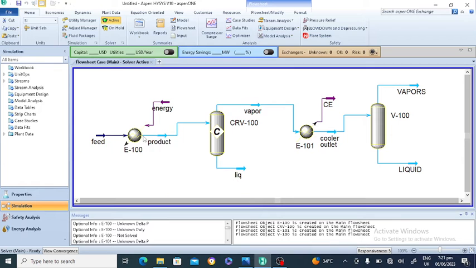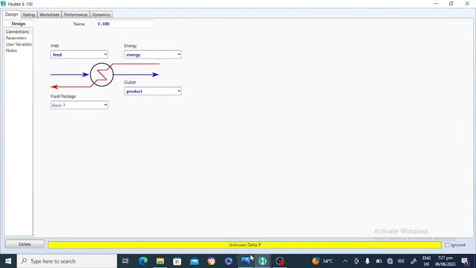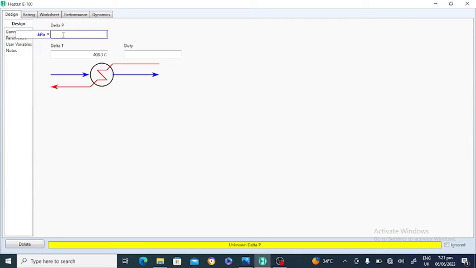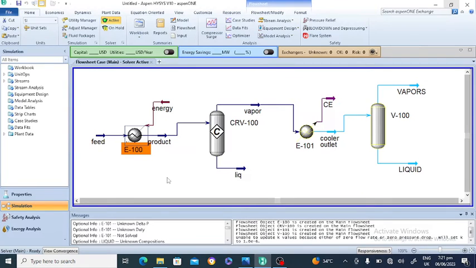Now click on the heater, and here the delta P is unknown, so there is no pressure drop in the heater. So click on the parameter, and the delta P is 0 kilopascal. So that is okay. Now close this one. The product from the conversion reactor will go to the cooler.